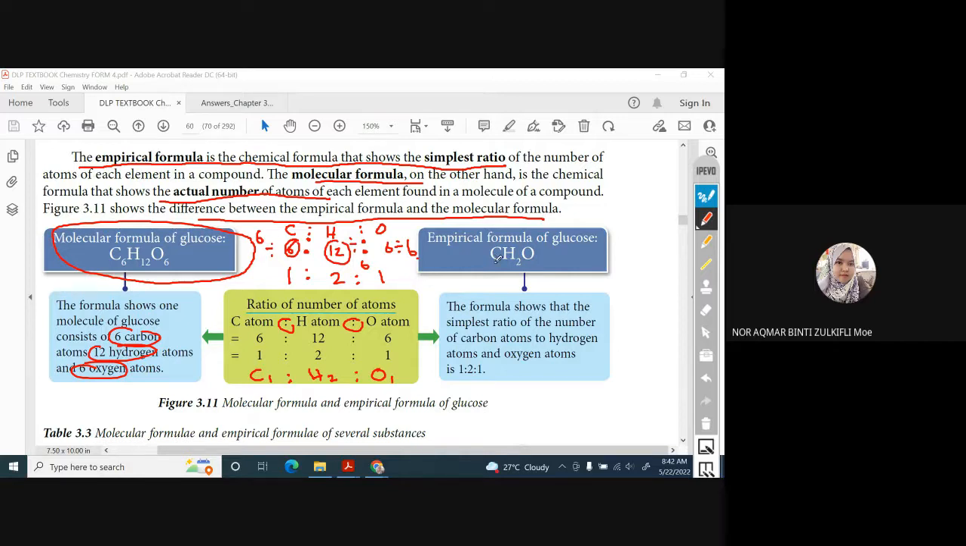Tapi 1 tak payah tulis lah. Dalam chemistry 1 memang tak penting. Tak perlu tulis 1. So the last answer is CH2. So this is what we call empirical formula, the simplest ratio.